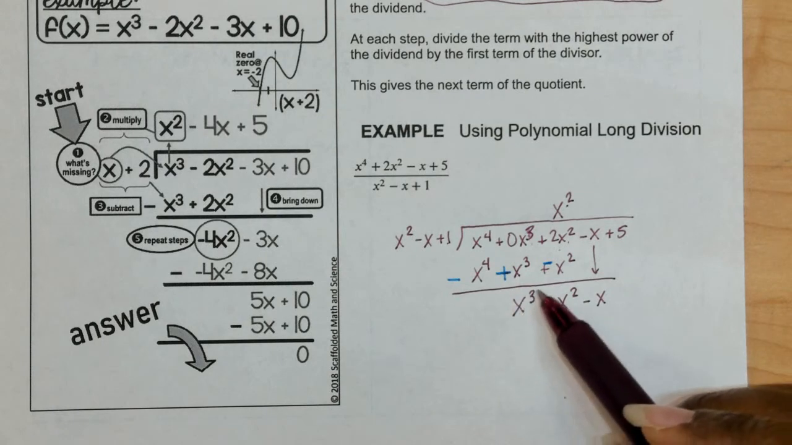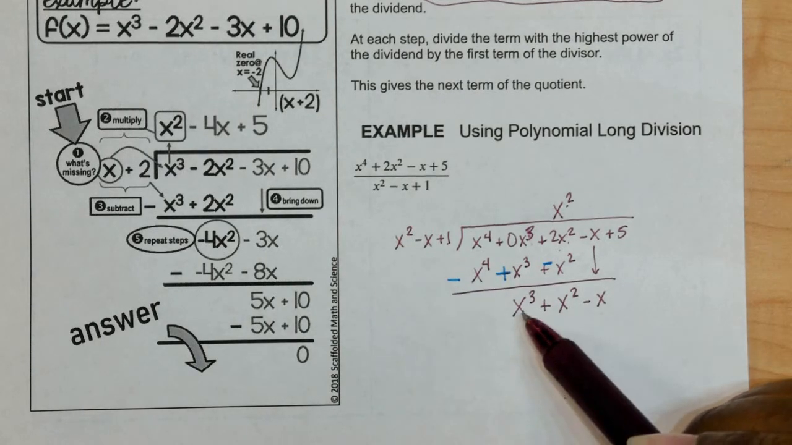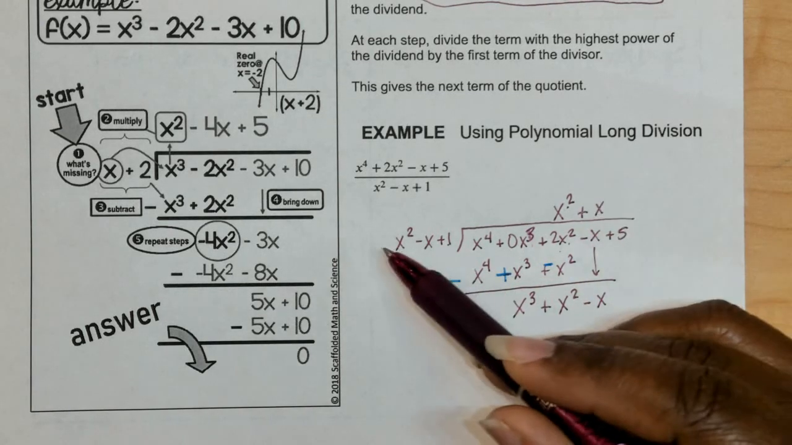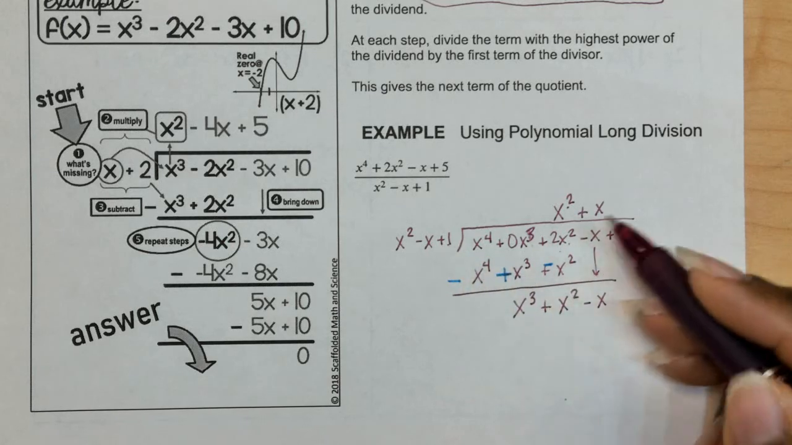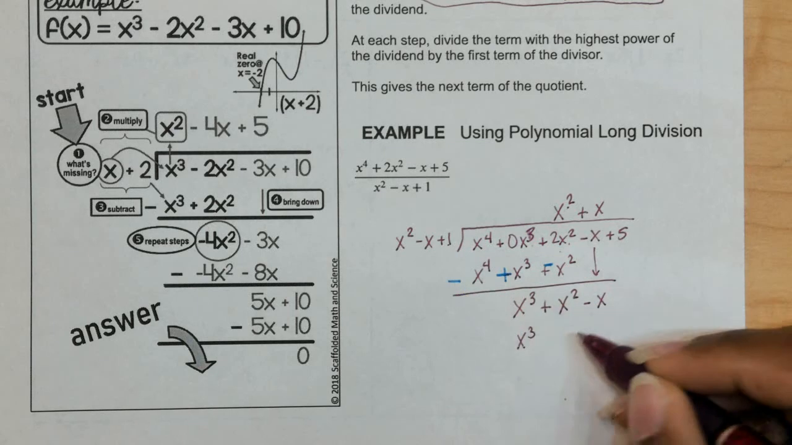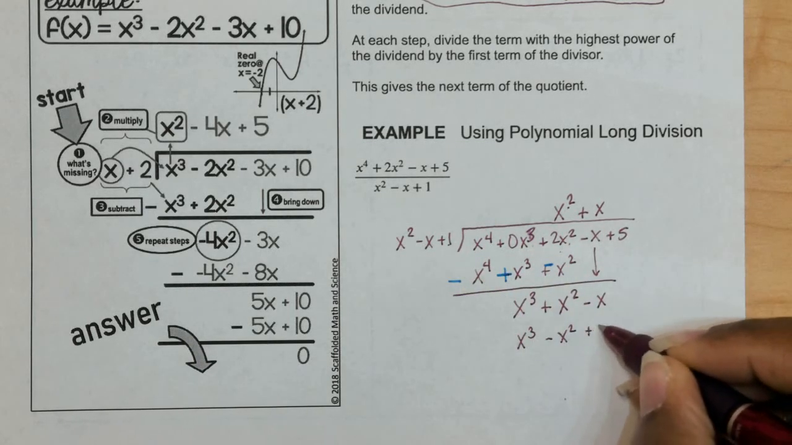So x to the third divided by x to the second, just using the first term, that gives us x. So we'll put it here at the top. We'll take this x and we will distribute it to all of these terms. So we get x times x squared is x to the third. X times negative x squared. X times 1 is x.